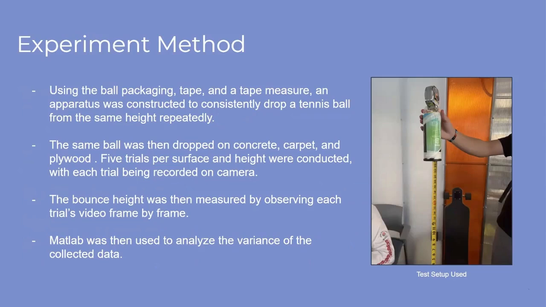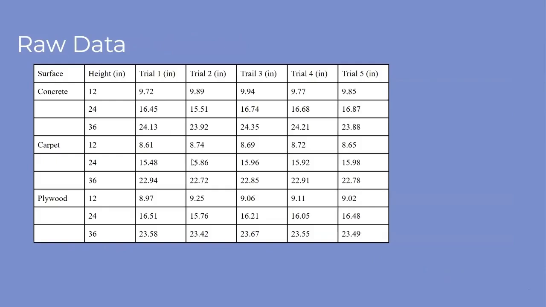Each trial was recorded on camera, so when we were measuring how high the balls bounced, we would go frame by frame on the recording and determine exactly how high it had bounced, and that's where the parallax error could have come in. And then we used MATLAB to analyze the variance of the collected data.